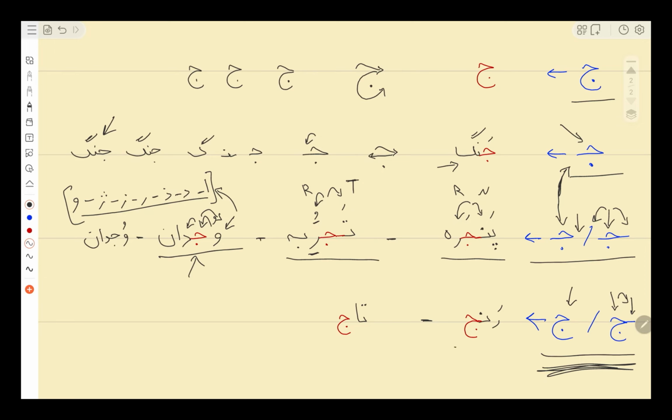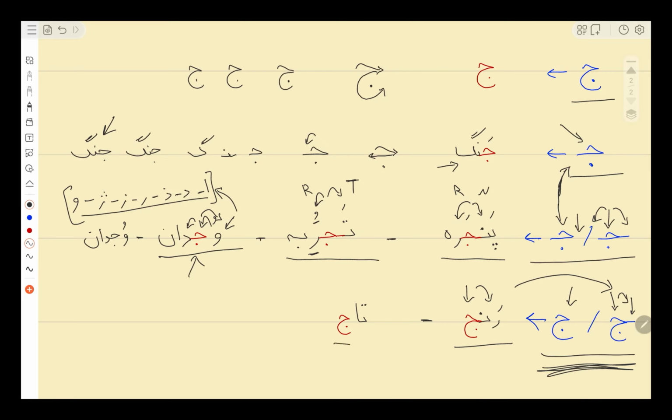Okay, we have the word Ranj here, for example. Ranj means pain or suffering. You can see that the letter Jim is connected to the letter Ne here. That's why we used this shape, Ranj.